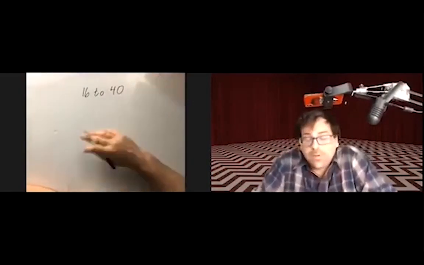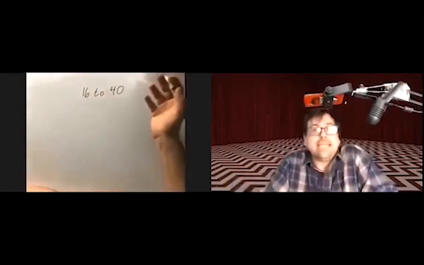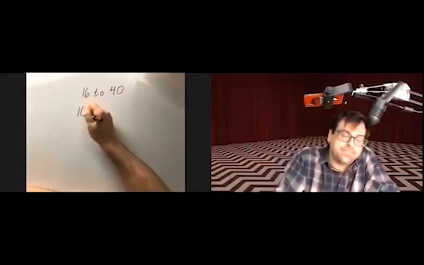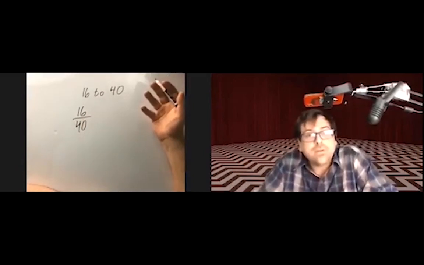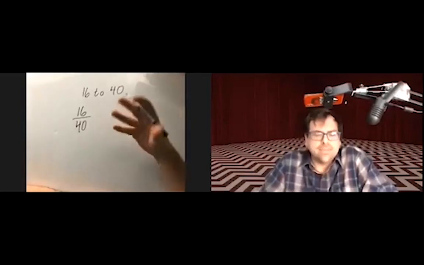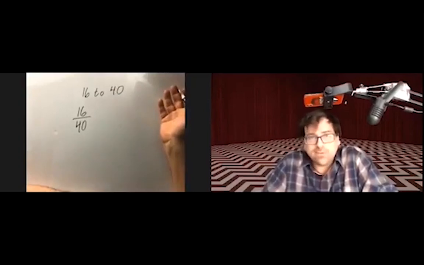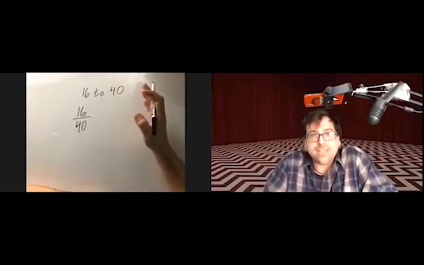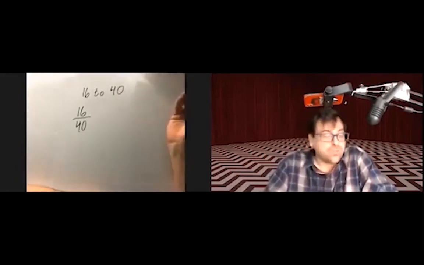Simplified ratios. 16 to 40. If we follow what we did last time, then our strategy would be to write it as a fraction. What difference is there going to be between a simplified fraction and a simplified ratio? Well, it turns out not much. And the first time we get to something different, I'll bring it up. But right now, let's just go ahead and reduce the fraction.